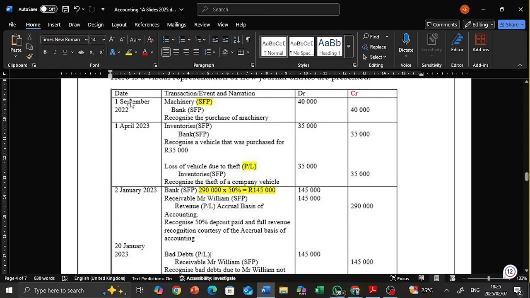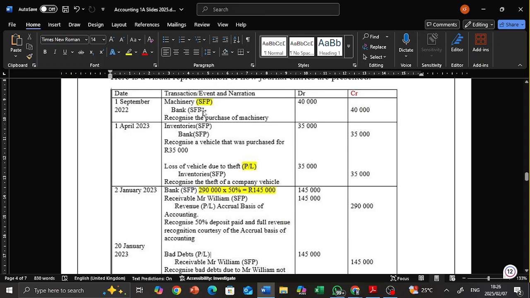So usually a question will say, on 1 September, Focus Academy bought machinery for 40,000 Rand. If it's cash, they will tell you it's cash, or they'll just say they bought it for 40,000 Rand. If it's on credit, they usually specify that it was bought on credit. Machinery, I write machinery and I'm debiting it. Why am I debiting my machinery? Because my asset has increased.